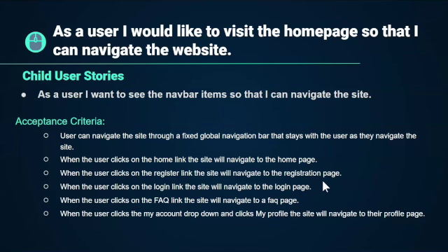When the user clicks on the home link, the site will navigate to the home page. When the user clicks on the register link, the site will navigate to the registration page. When the user clicks on the login link, the site will navigate to the login page. When the user clicks on the FAQ link, the site will navigate to a FAQ page. When the user clicks the My Account dropdown and clicks My Profile, the site will navigate to their profile page.